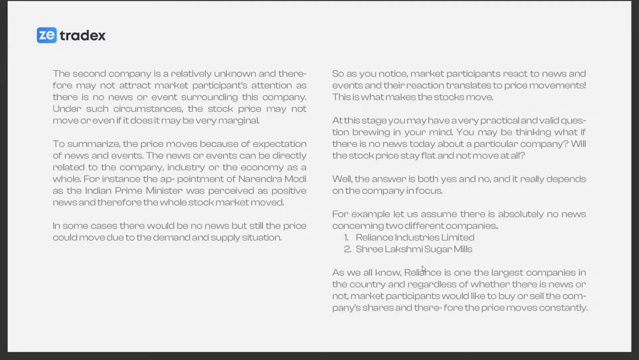To summarize, the price moves because of expectation of news and events, and the news or events can be directly related to the company, industry, or the economy as a whole. For instance, the appointment of Narendra Modi as the Indian Prime Minister was perceived as positive news, and therefore the whole stock market moved. So, in some cases, there will be no news, but still the price could move due to the demand and supply situation.